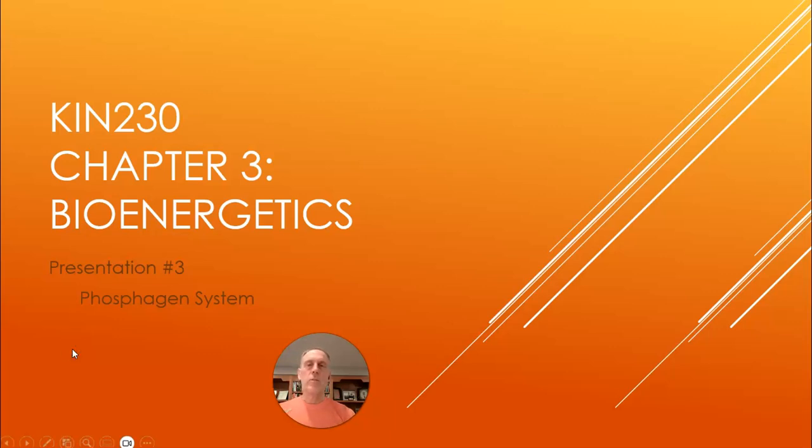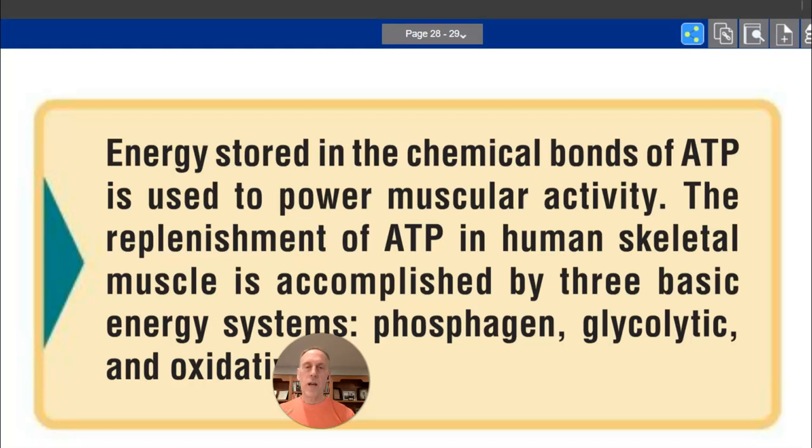All right, so here we are, Kinesiology 230, still chapter 3. Presentation number 3, we're going to build off of the ATP conversation we had earlier, and then we're also going to talk a little bit more about the phosphagen system. You may recall there were 3 energy systems in the body. One was the phosphagen system, and that was about all short-term explosive type activities.